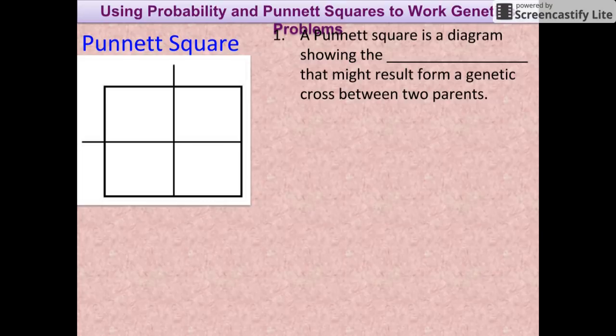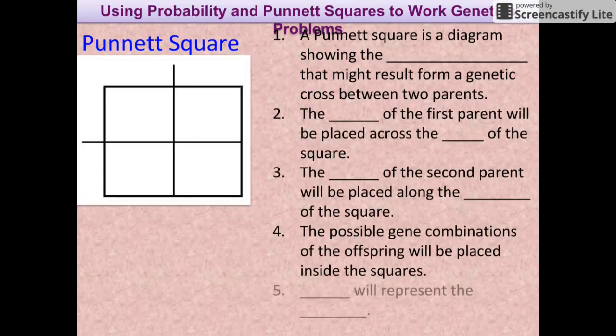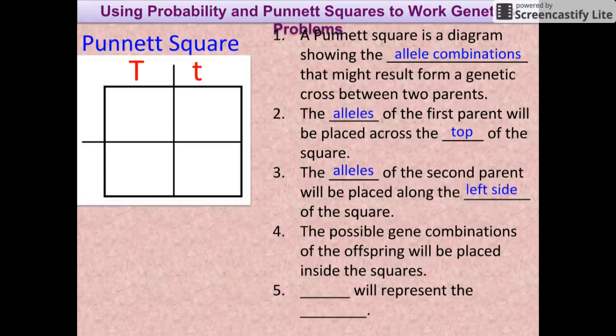A Punnett square is a diagram showing the allele combinations that might result from a genetic cross between 2 parents. The alleles of the first parent will be placed across the top of the square, just like that. So big T, little t. The alleles of the second parent will be placed along the left side of the square. Big T, big T. The possible gene combinations of the offspring will be placed inside the squares.